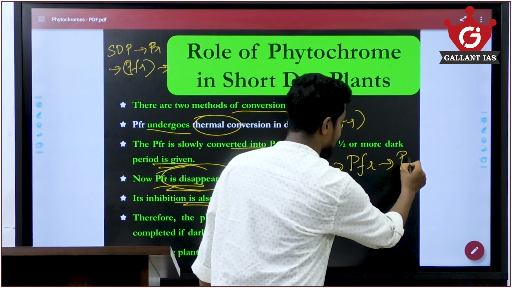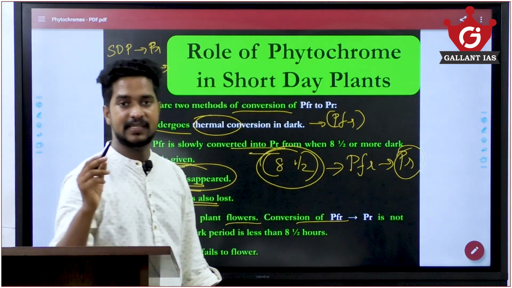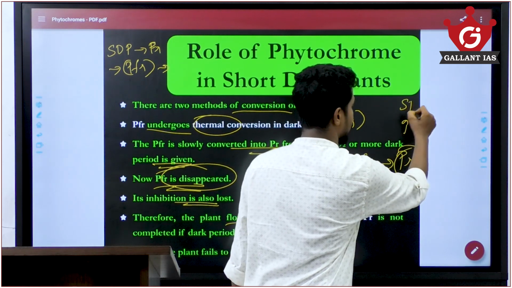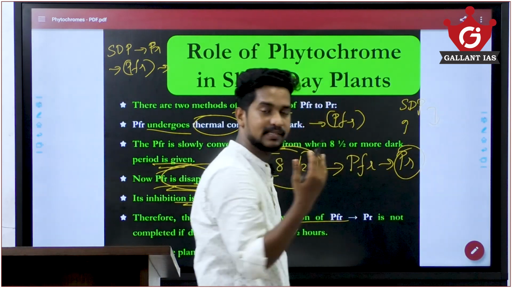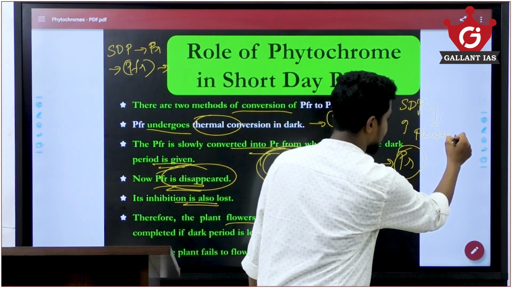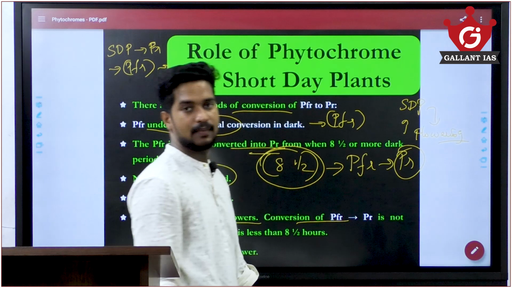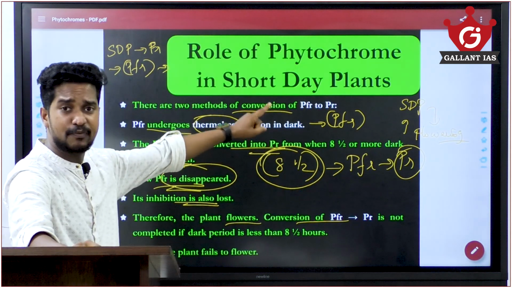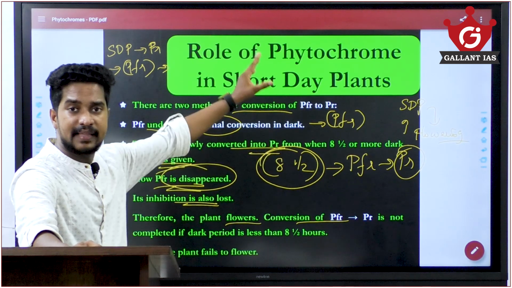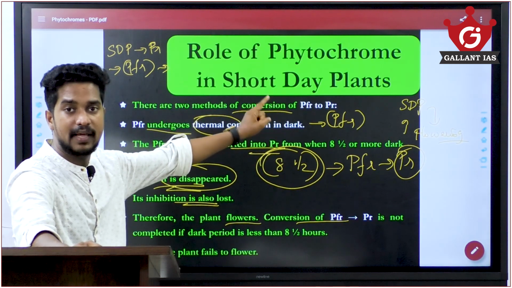So PR is necessary for short day plants in flowering. Why is this necessary? It is necessary for flowering in short day plants. If PFR is converted to PR, that helps the flowering in short day plants.